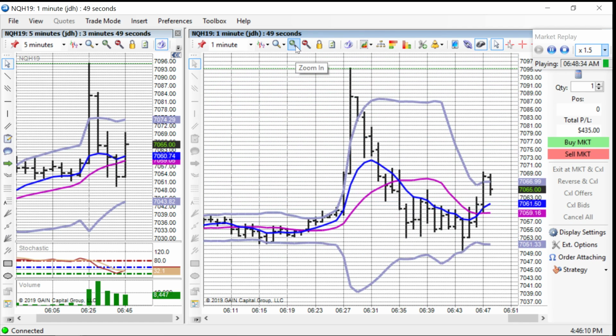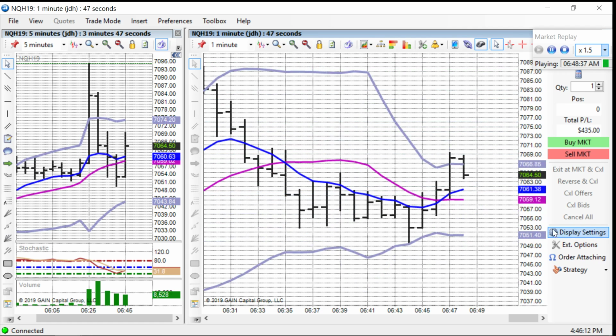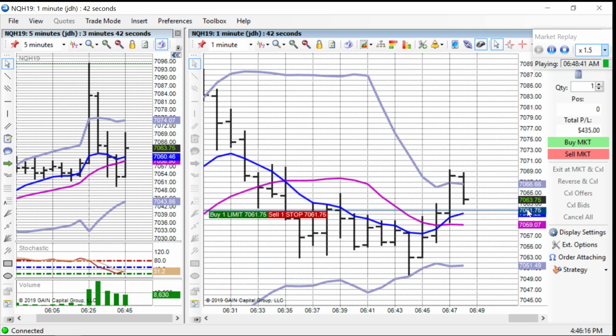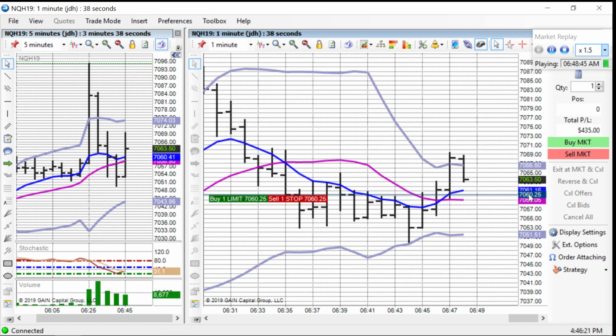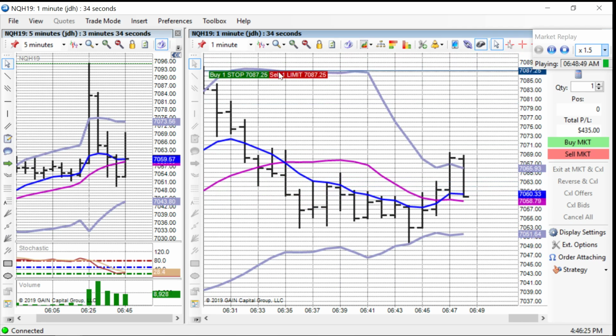I can change the perspective just by zooming in occasionally, or by holding down the shift button you can change the perspective here, and double clicking brings it back to automated view or automated scroll.